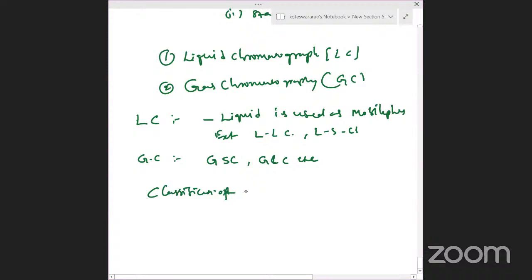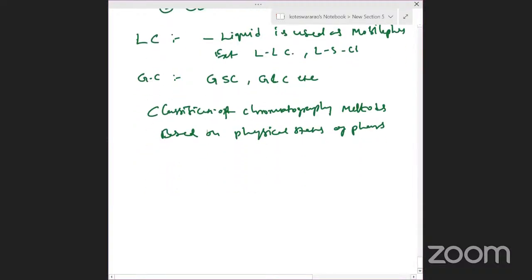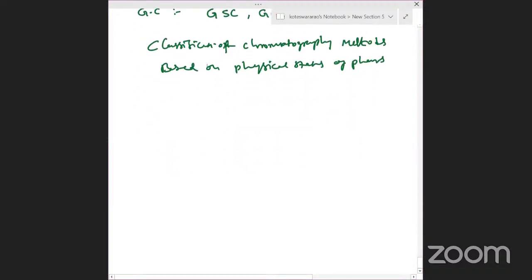Classification of chromatography methods based on physical states of phases. I am going to give you a tabular form.